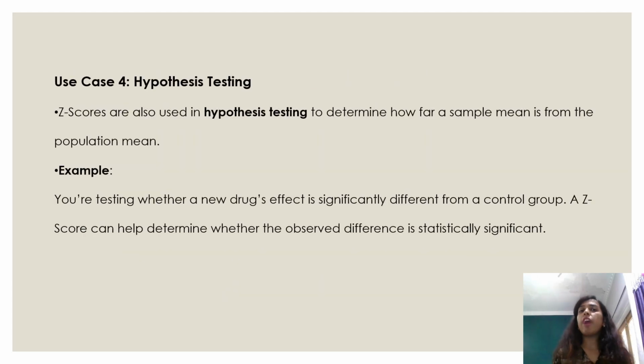Z-scores are also widely used in hypothesis testing to determine if a sample mean is significantly different from the population mean. For example, suppose you are conducting a clinical trial and want to know if a new drug improves recovery time compared to the standard treatment. You could calculate the z-score of the trial results to determine whether the difference in recovery times is statistically significant.